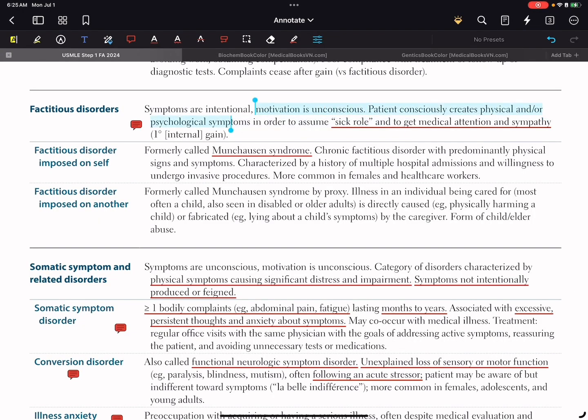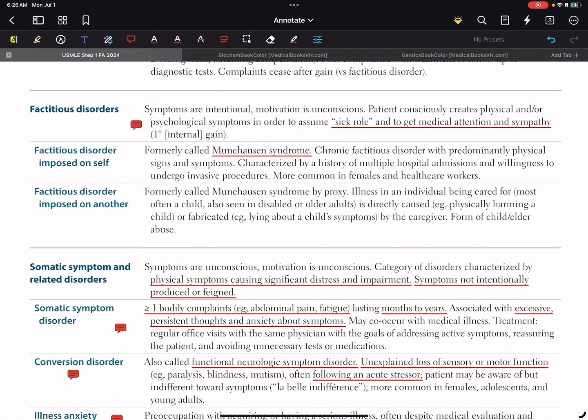Consciously creates physical or psychological symptoms in order to assume the sick role and to get medical attention and sympathy. Primary intention: okay, so they only need sympathy, and it's common in health workers like nurses. Sometimes it'd be a patient admitted with ulcers on the hand, redness and hypersensitivity, it happened in the past, and the culture shows E. coli. That's factitious disorder imposed on self, factitious disorder imposed on another, formally called whatever.